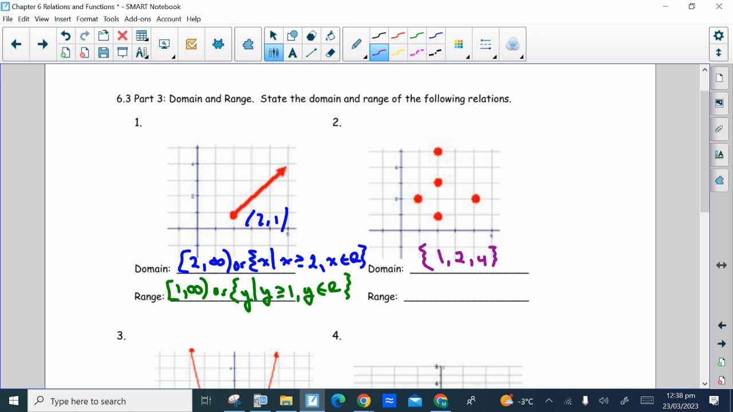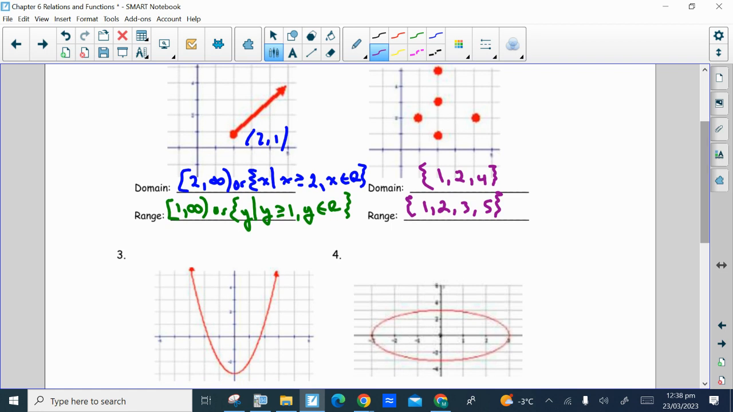You cannot use set notation for this one because they are not consecutive integers. Same thing with the range. Our only option is a list. We have the first y value of 1. We have 2 points that have a y value of 2. Then there's a y value of 3. And the last one is a y value of 5. Because they are not consecutive integers, again, you cannot use set notation.